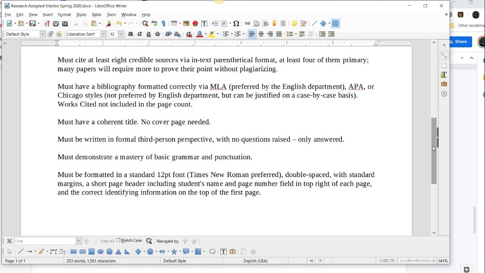You have to cite at least 8 credible sources with in-text parenthetical format, at least 4 of them primary. We will cover what in-text parenthetical format means, and we will also cover what a primary source is versus secondary and tertiary. But again, just like page limit, I encourage you to look at this as an asset. I will not cut you off from sources and say, nope, pick only your 2 best sources. No. You get as many sources as you need to illustrate your point of obsession.